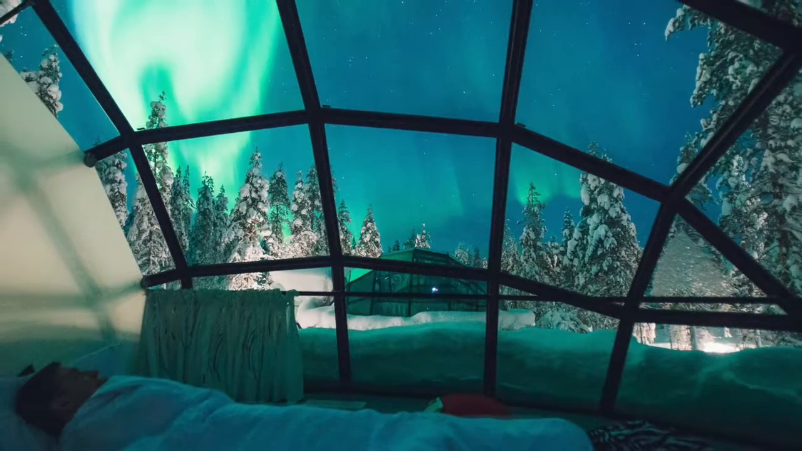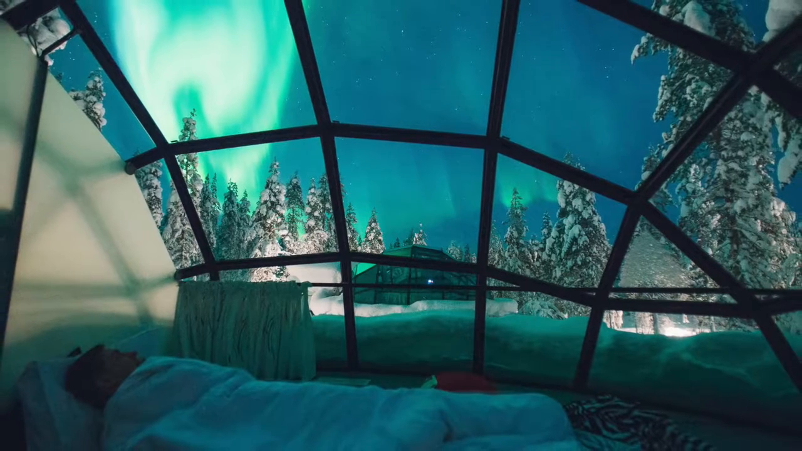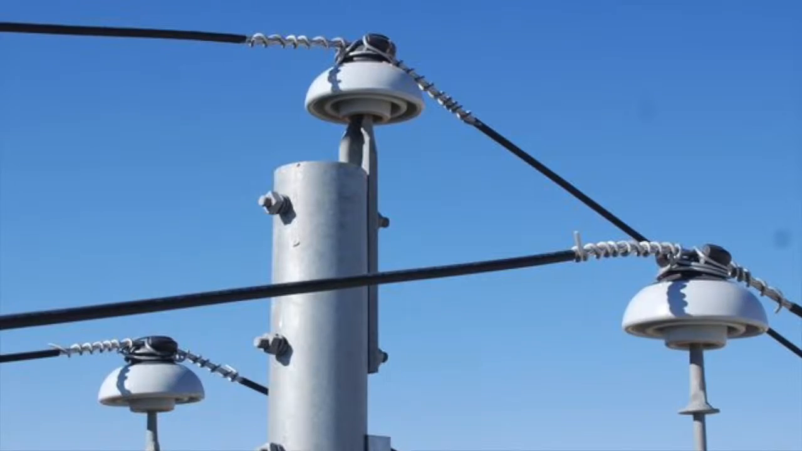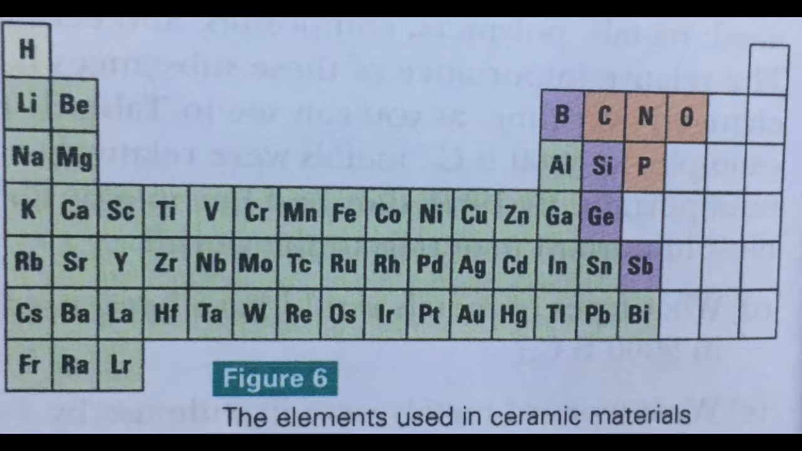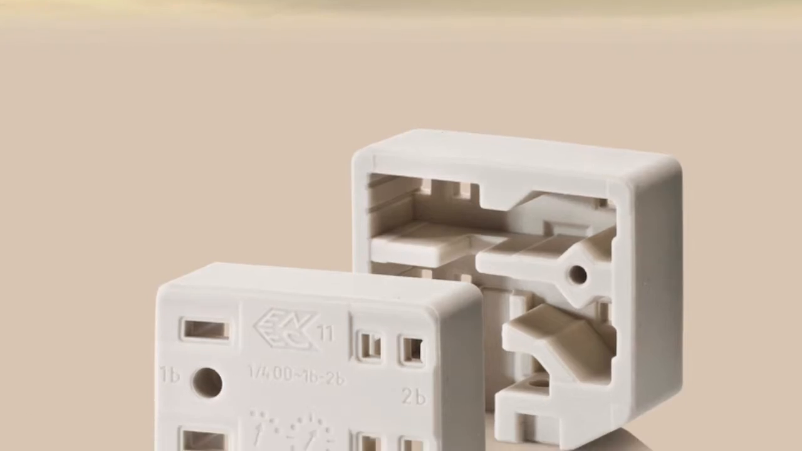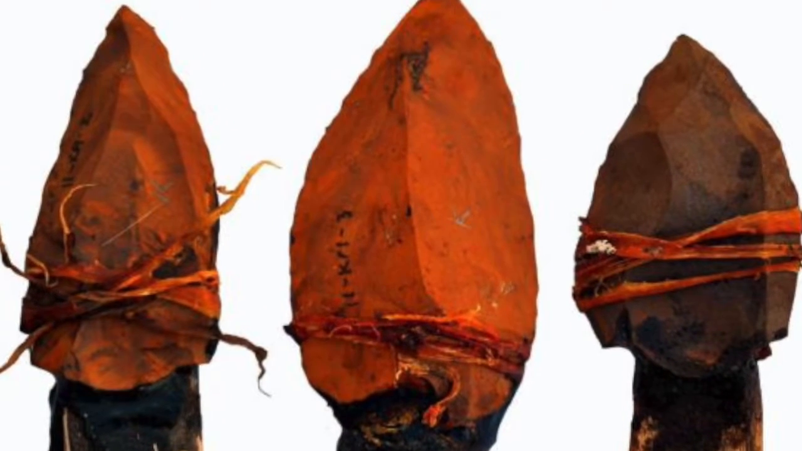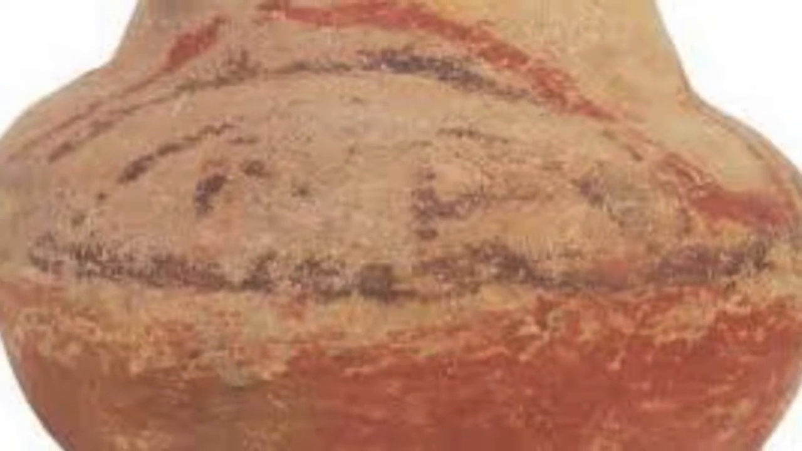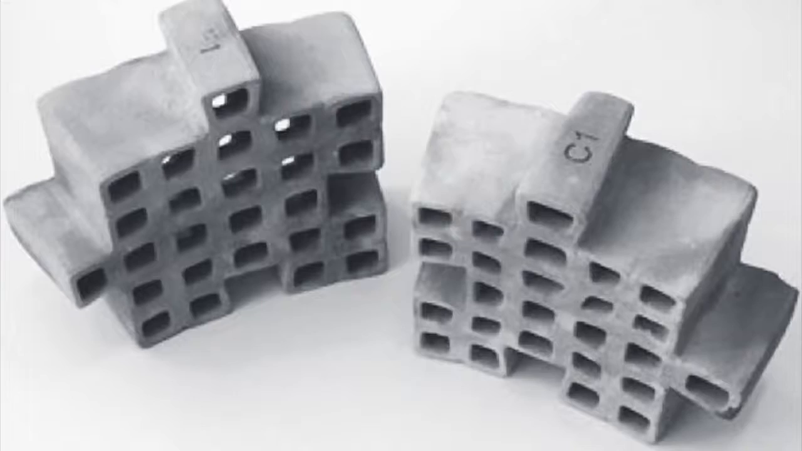Ceramics and glasses. Ceramics and glasses are materials derived from minerals and rocks. The elements that are most important in these compounds include silicon, carbon, and oxygen, but many elements can be used, as you can see in Figure 6. In 5000 BC, the most important ceramics were stone for weapons, flints for tools, and pottery for containers. Glass was invented about 2,000 years ago.